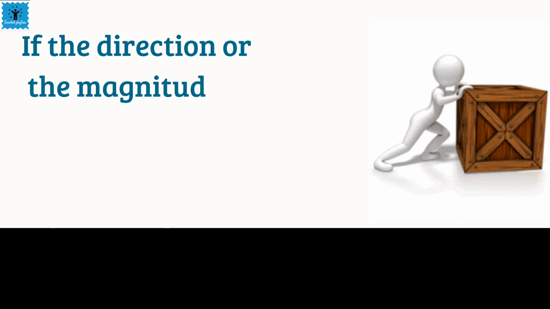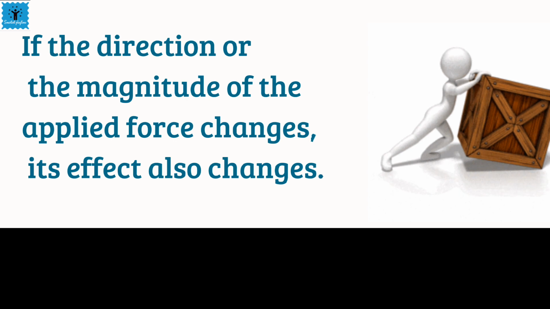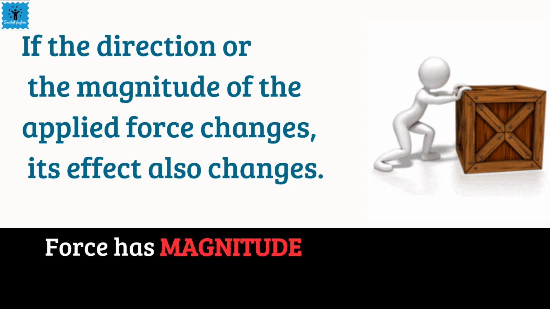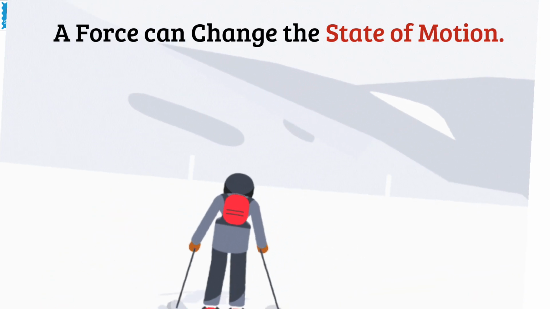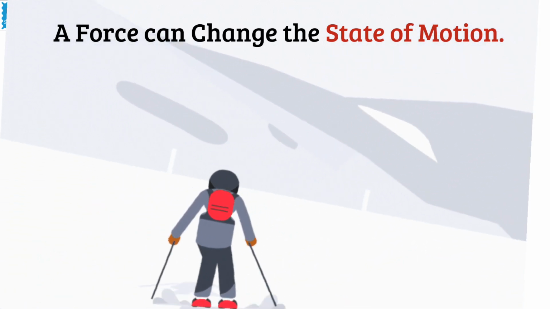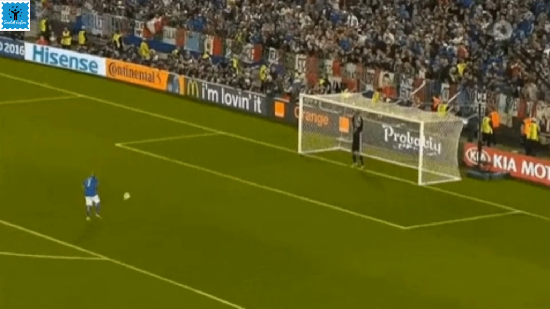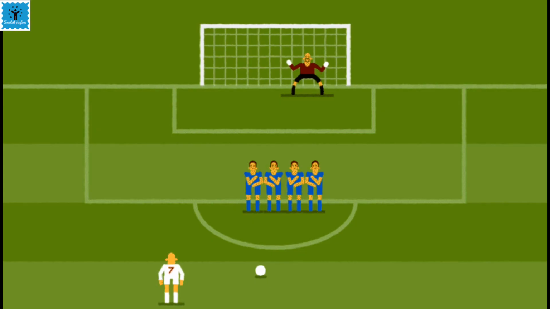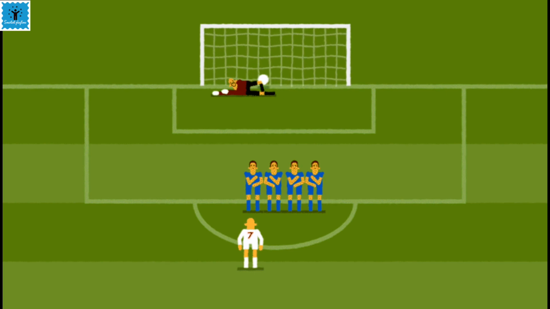If we change the direction or the magnitude of the force applied on the object, its effects will also change. So we can conclude that force has both magnitude and direction. A force can change the state of motion also. Let's take a few examples. While taking a penalty kick in football, the player applies a force on the ball. Before being hit, the ball was at rest, so its speed was 0. When the player kicks the football, he applies some force on it and the ball moves toward the goal.